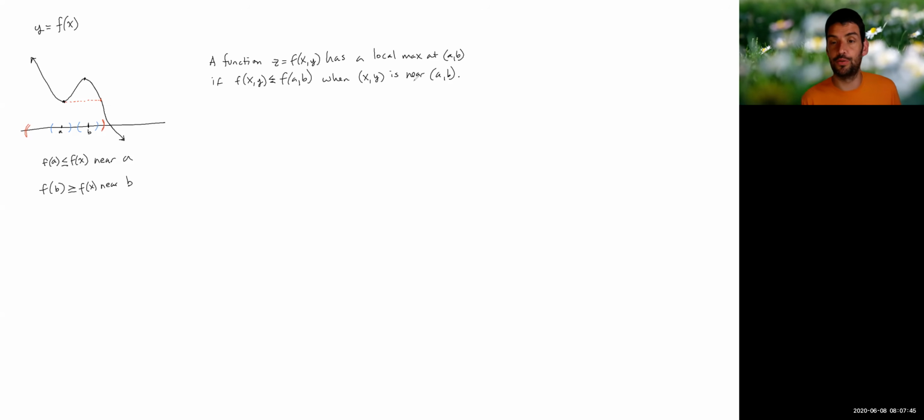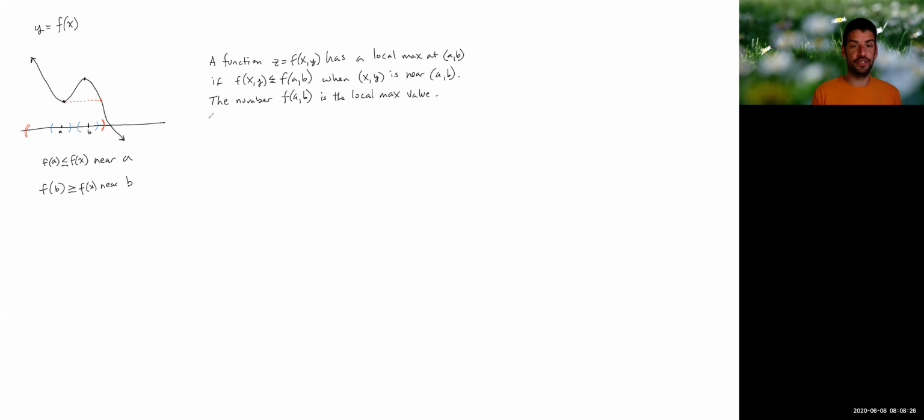Again, we see this word near show up. It can't mean the same thing it meant for a single variable because we don't have the same notion of intervals here. We've got a more complicated picture. We're going to come back to that near in just a moment. Let's finish this definition. We say the number f of a, b is the local max value. We say it has a local max at, and we give the input, just like in single variable we say at the x value. Here we're putting at the input value.